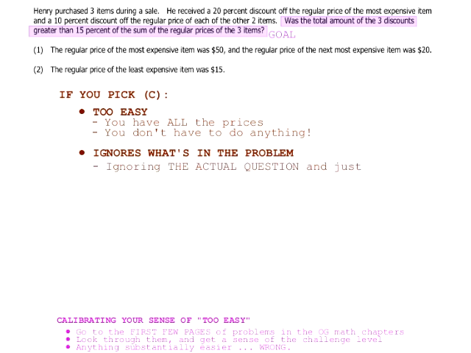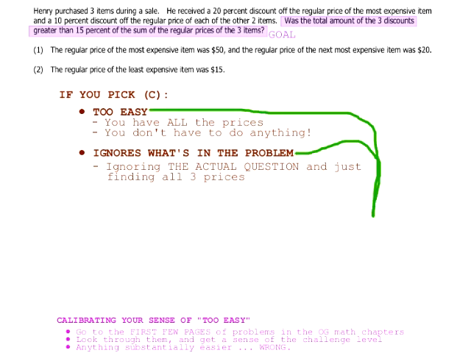So we have a name for this when both of these happen. If both of these happen with choice C, that's a C trap. Don't do it.